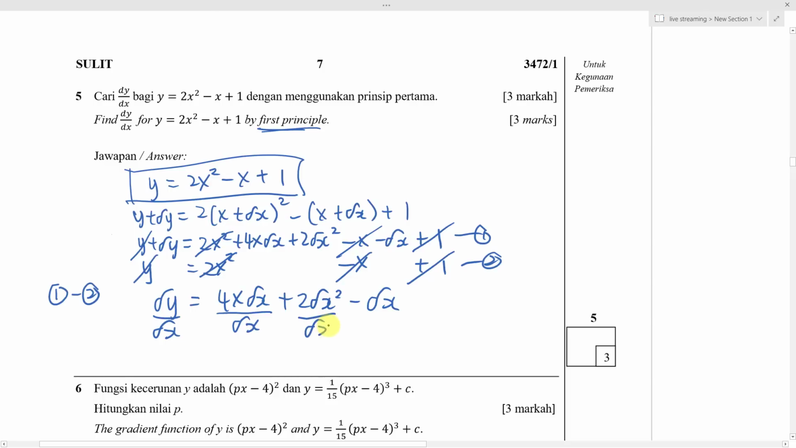So I divide change of x for every single one. Alright, then I will cut for this one. This one I will cut also. This one I will cut left 1. So I will have 4x plus 2 change of x minus 1.